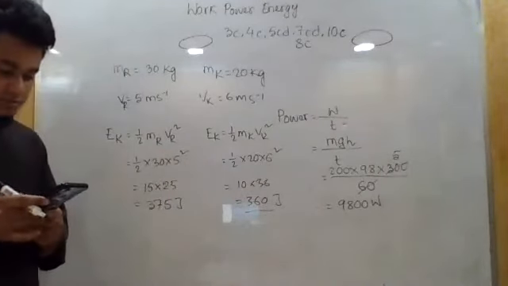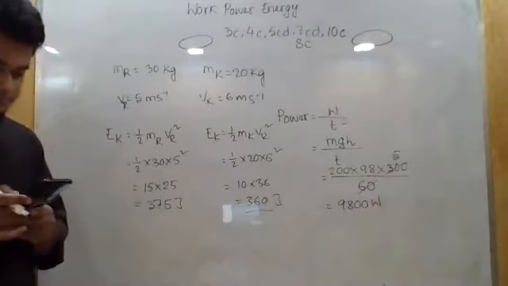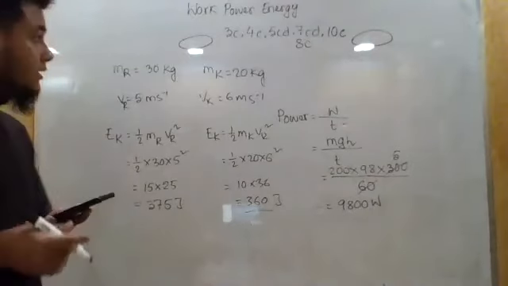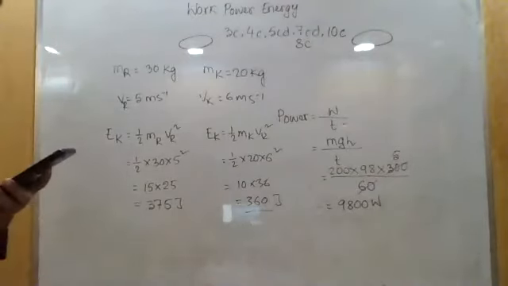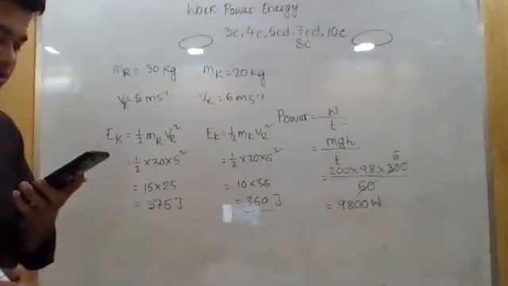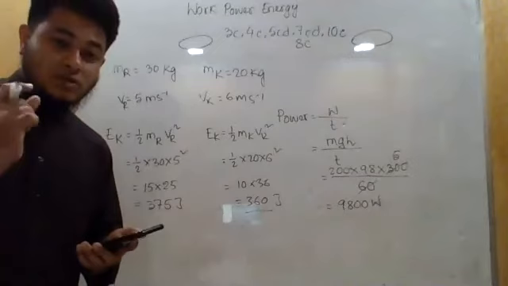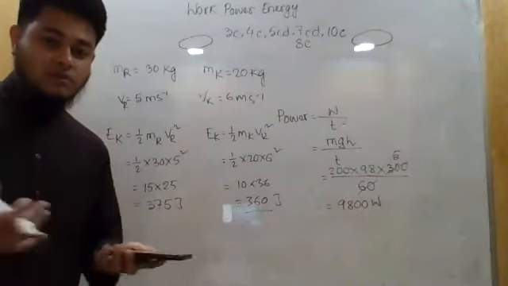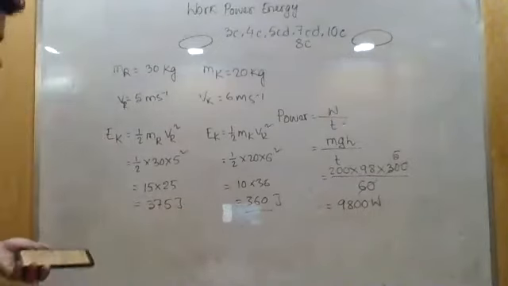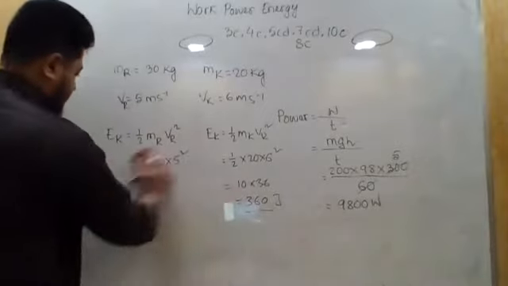Now we will discuss number 10. Number 10C. How long will the body take to reach C from A? That means we are being told to calculate the time, how long it will take. What is the amount of time? T. So let us see how we can do this.